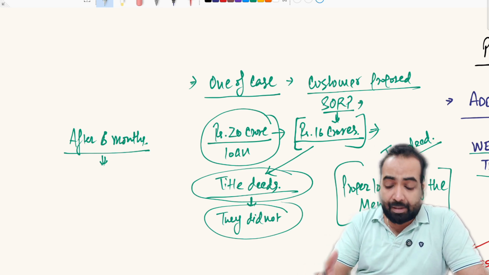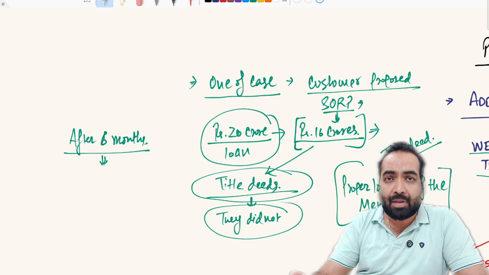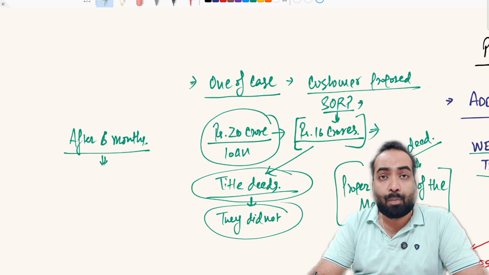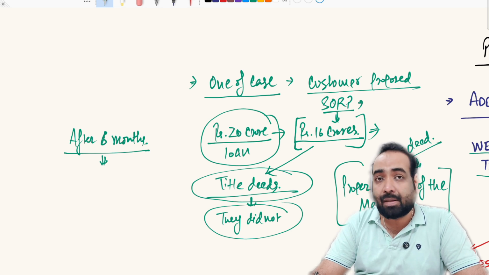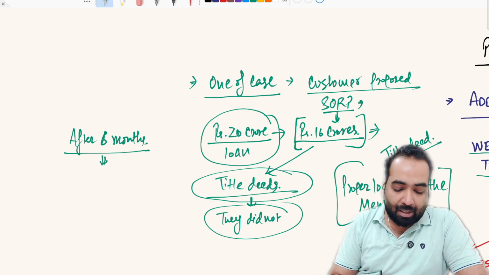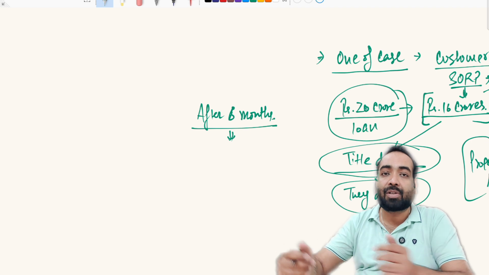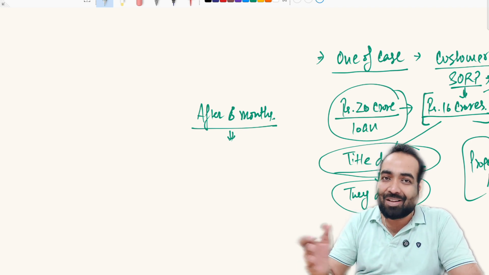The bank said, this is the property we did the valuation for. This is the property for which you have submitted the title documents to us. The borrower said, see carefully. The title documents that I have submitted to you do not belong to this property. These title documents are related to a property which is located adjoining to a cremation ground.